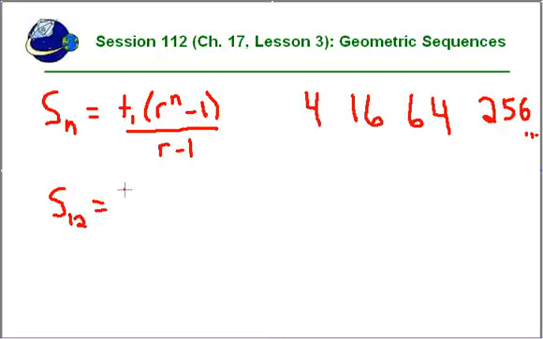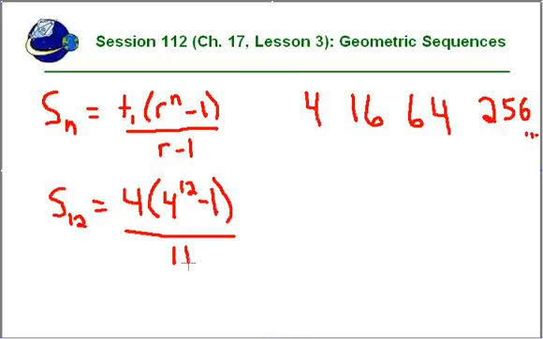T1 is our first term, that's 4, times R, our rate, is 4. We have to multiply by 4 to reach our next term, so our rate is 4, and we're taking it to the n exponent. Well, n is 12. And then we're going to subtract 1 from that. And then in the bottom, we're going to have 12 minus 1, which is 11. There's your answer. In most cases, that would probably be good enough.